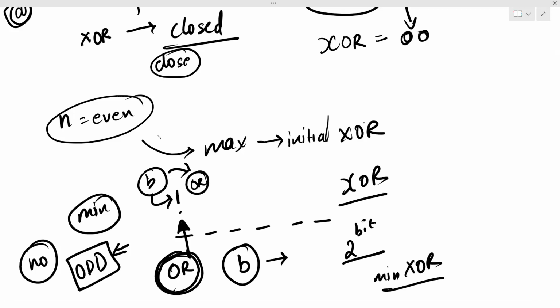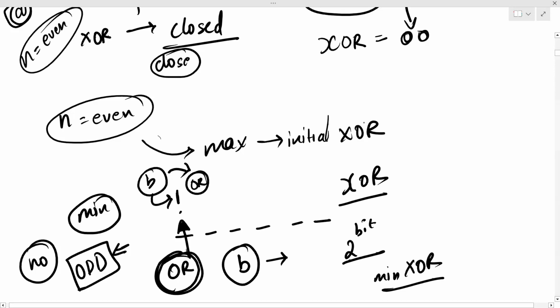And what is the maximum XOR? Maximum XOR is nothing but the initial XOR itself. So this is the case when n is even. Is it clear? Yes, no, anything?